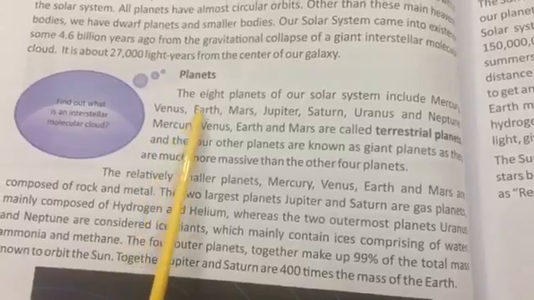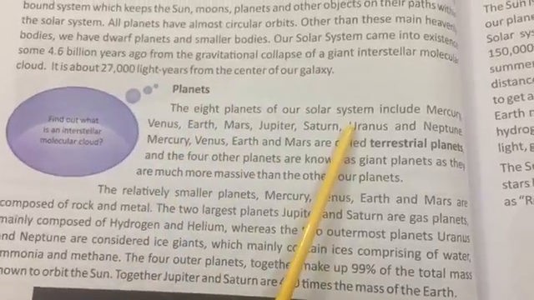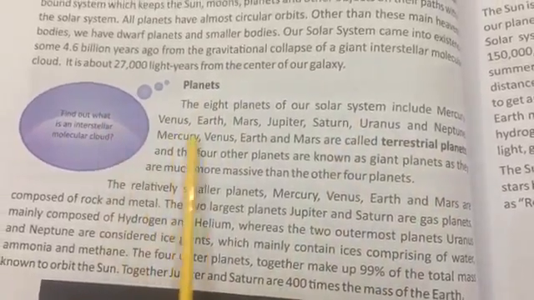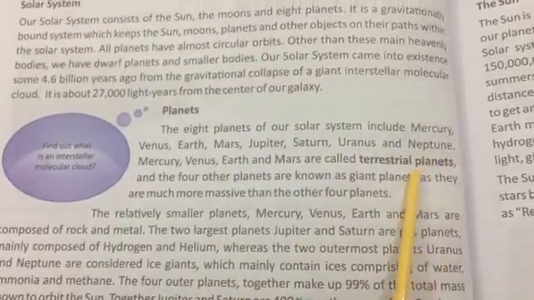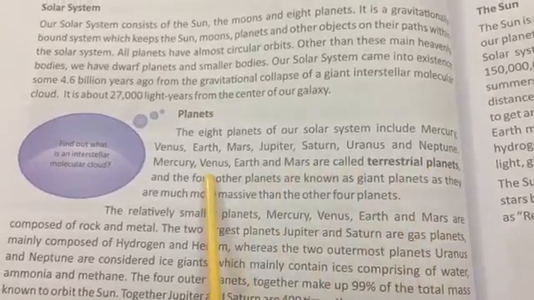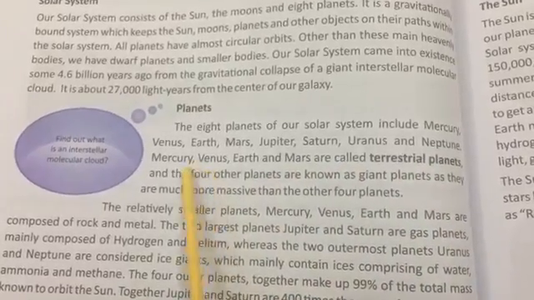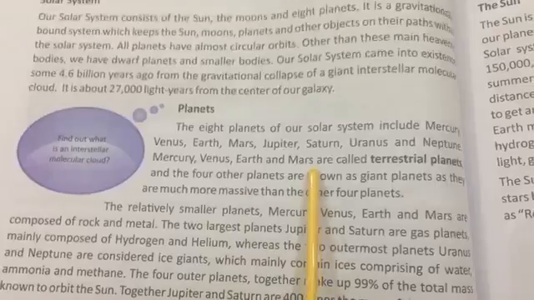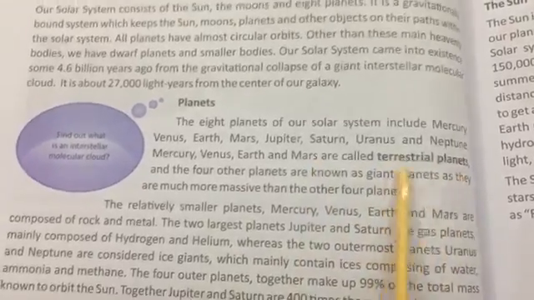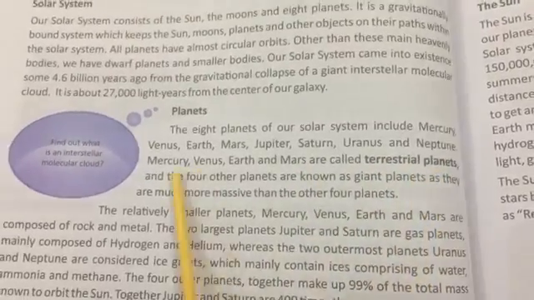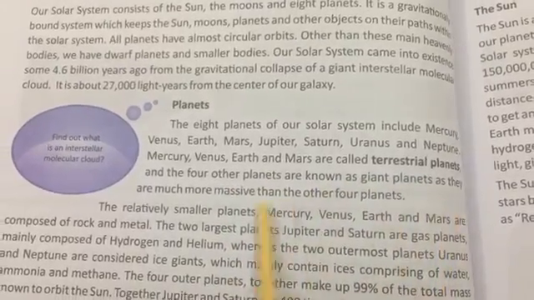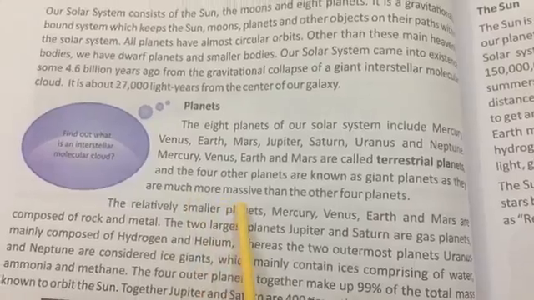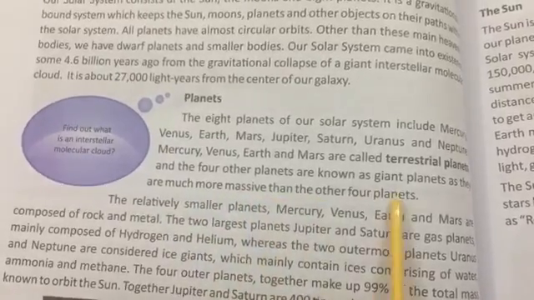Now, what are the planets? We have 8 planets in our solar system, and they include Mercury, Venus, Earth, Mars, Jupiter, Saturn, Uranus, and Neptune. The first 4 planets, Mercury, Venus, Earth, and Mars, are called terrestrial planets, and the other 4 planets are known as the giant planets, and they are much more massive. Massive means huge.